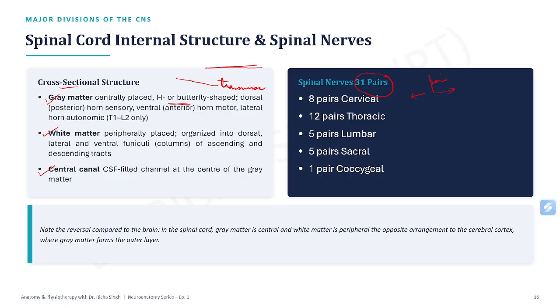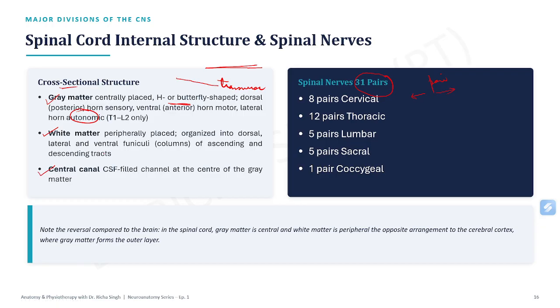Gray matter is itself a butterfly-shaped structure having a dorsal or posterior horn, which is sensory in nature, meaning it has something to do with the sensations. There is a ventral or anterior horn that has something to do with the motor or the muscle supply. And there is a lateral horn that has autonomic control, that has something to do with the autonomic nervous system.